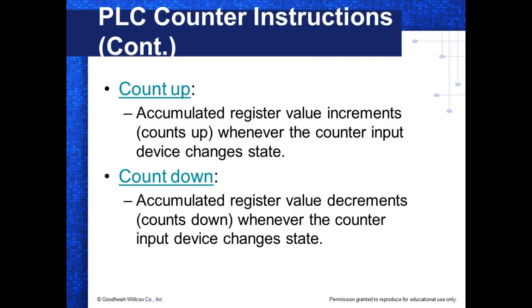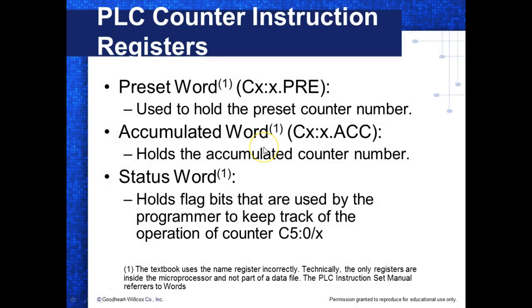You understand? So we have an accumulator word, and here we go, I did change it. I just didn't change it back there. So we have a preset word, and we address it C. Then if we don't use 5, we'd substitute whatever data file we use, right? Then we put a dot. Why do we put a dot? Because it's a word, right? And then we would type in PRE. So you don't need to know the address of the preset word. Your translator knows where it's at for you.